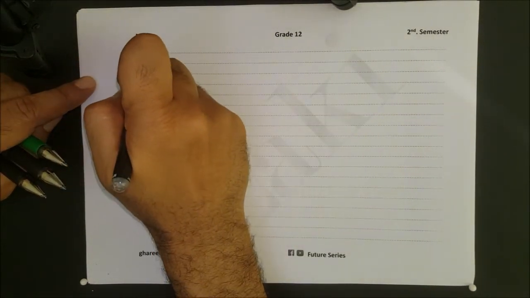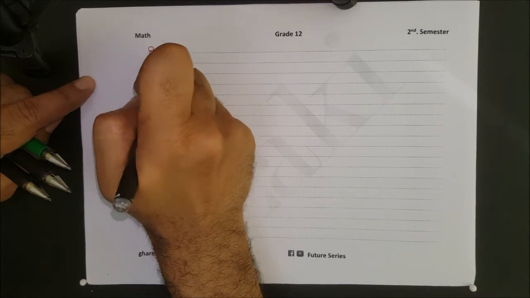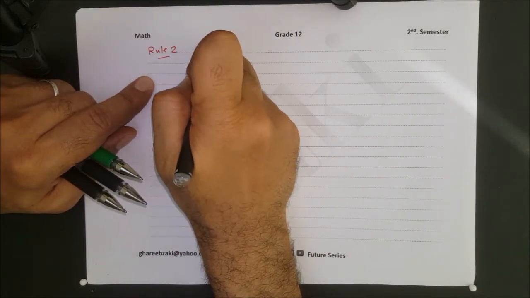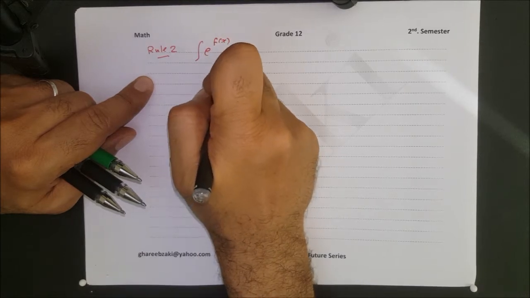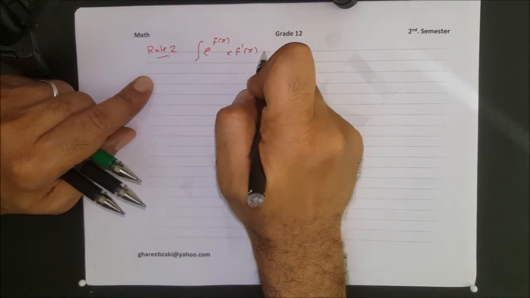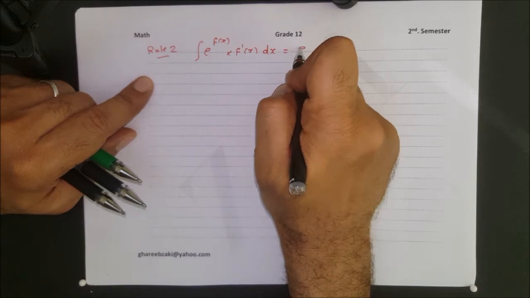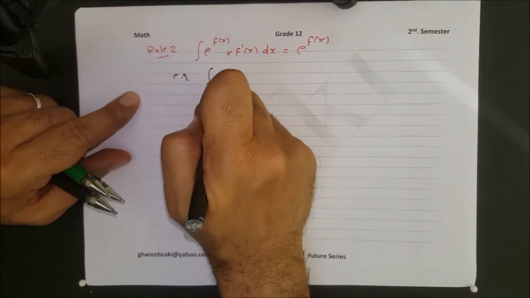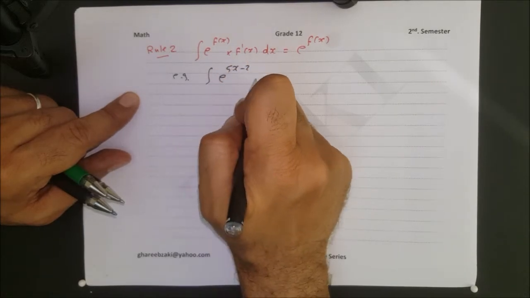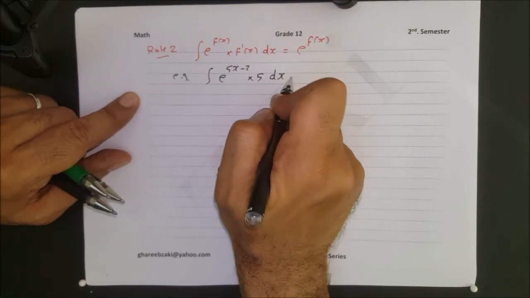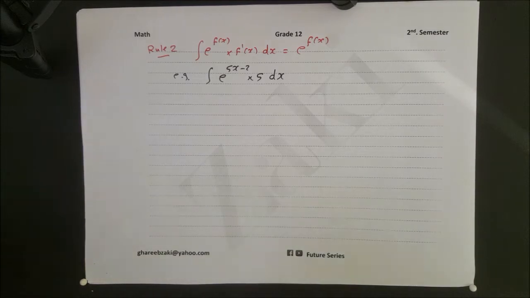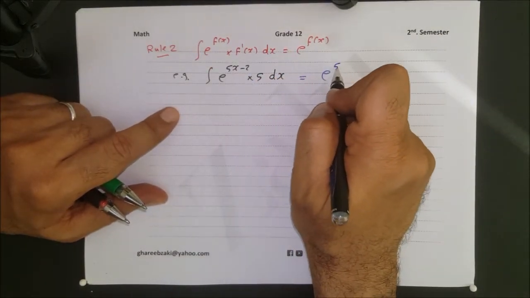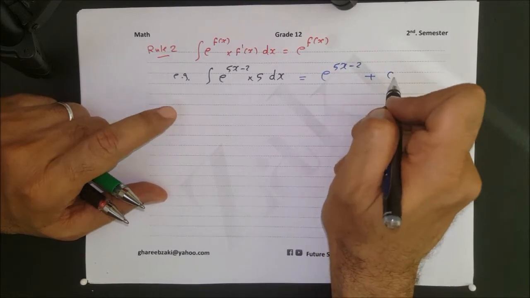Now we study rule number 2. Integration of e to the power f of x multiply the derivative of the power dx. The answer is e power f of x. For example, integration of e power 5x minus 2 multiply 5 dx. What is the answer of this? 5 is the derivative of the power, so the answer is e power 5x minus 2 plus constant.